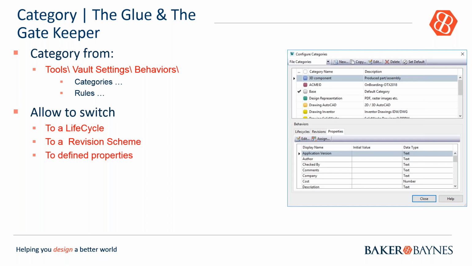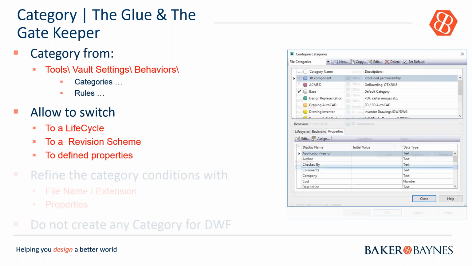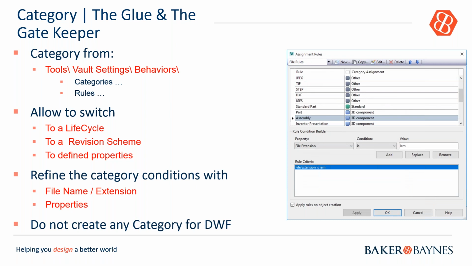Now, properties are very, very critical in Vault. It either pulls a property from a file or from Vault to a file. And that, of course, is also a separate discussion. We don't have to go in and create any category for a viewing file, a DWF file. It creates it automatically in the background for us.